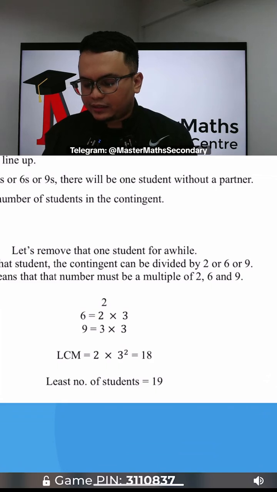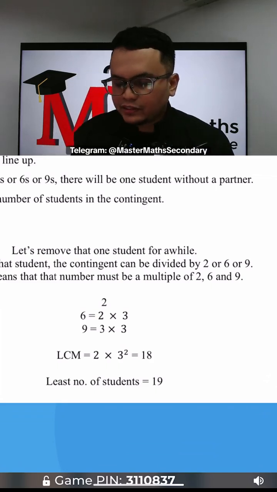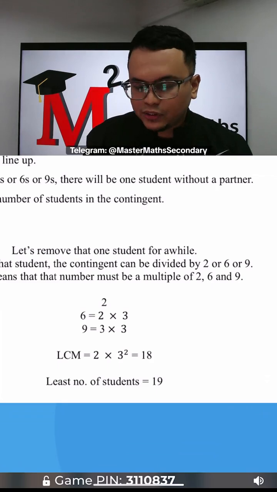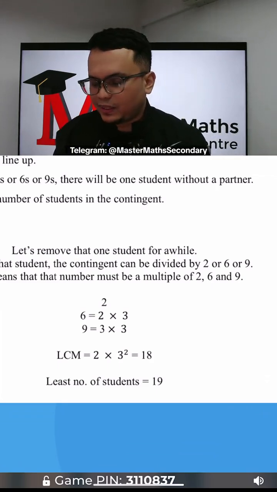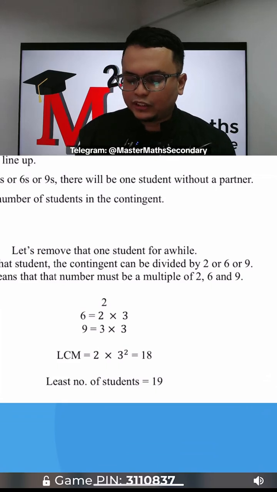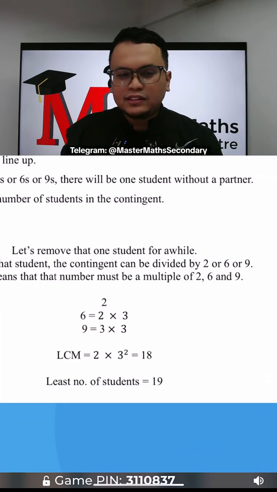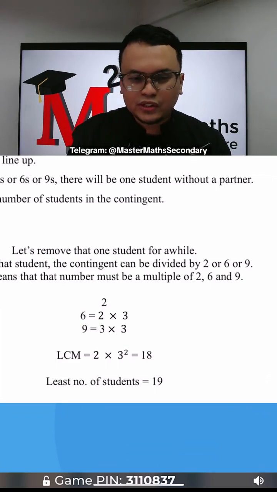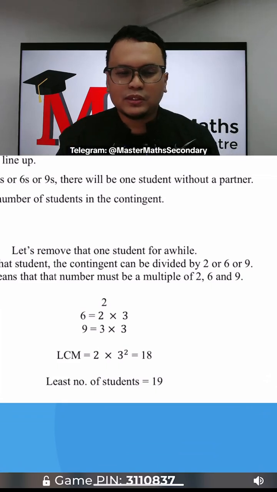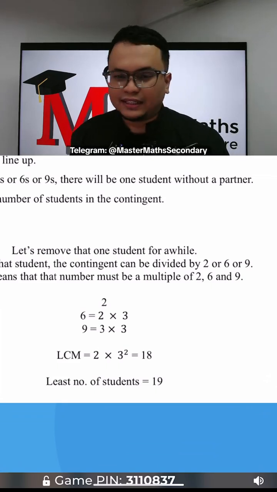Sorry, let me correct myself. For the LCM, we write down all the bases that you see, and then choose the highest powers. The highest power of 3 is 3 squared, coming from 9. So that's the LCM: 18 students, not counting that one extra student. The least number of students will have to include him as well, so that will be 19.